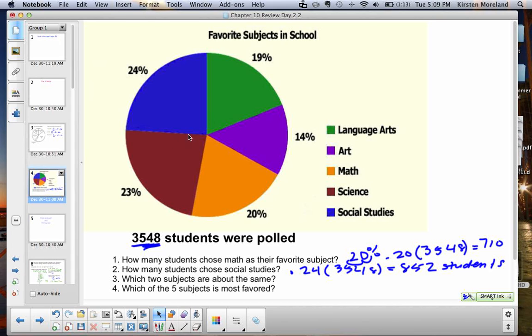Which two subjects are about the same? That looks at the size of each pie chunk. It looks like social studies and science are approximately the same. And then the last one is which one is the favored. If you look, you see social studies is the biggest. So that would be the biggest.